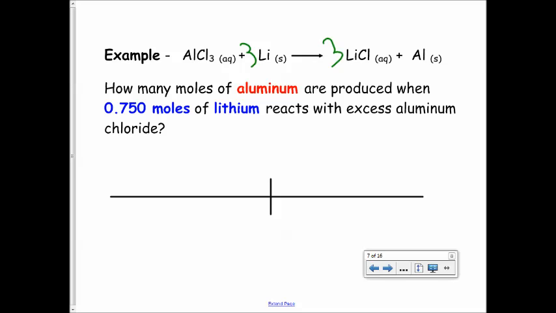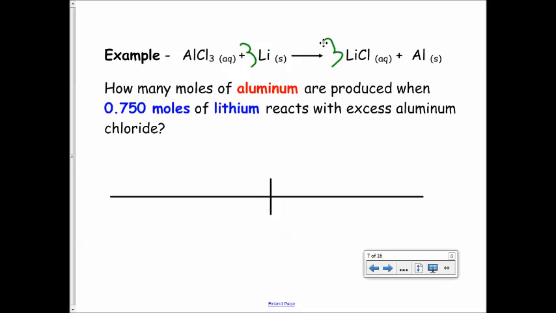Now we can actually start looking at the problem. How many moles of aluminum are produced when 0.750 moles of lithium react with excess aluminum chloride? Realistically, in these problems, this is kind of extra information. When we say react with excess aluminum chloride, it just means that my cupboard is full of it. I have unlimited aluminum chloride. It doesn't even matter. But I only have 0.750 moles of lithium. So that's what's going to limit how much aluminum can be produced.